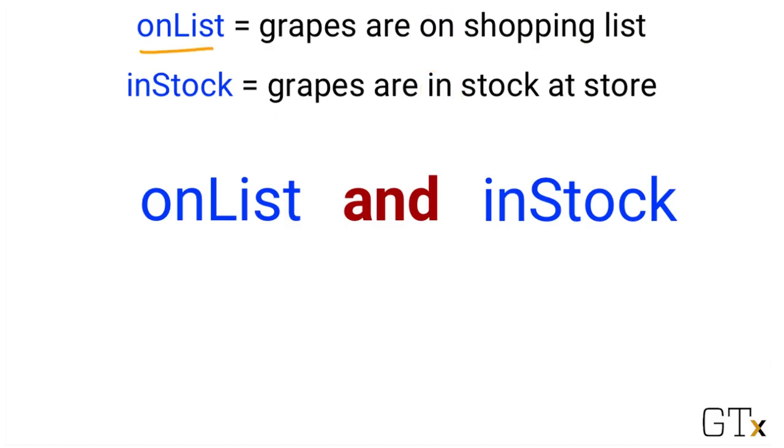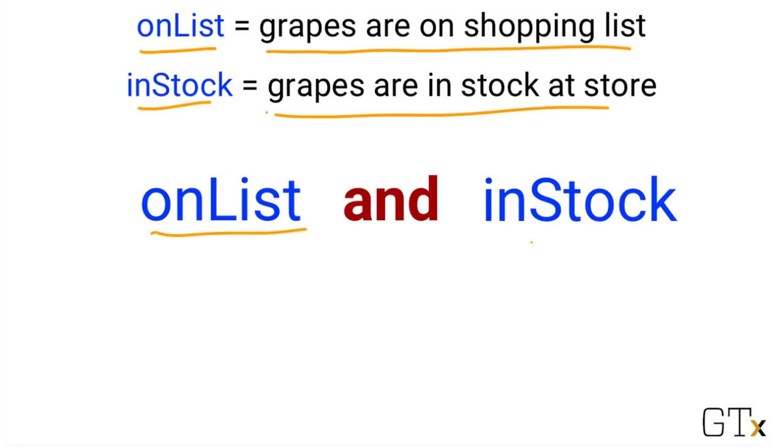We can use a variable called onList to represent knowledge of whether or not grapes are on our shopping list, and a variable called inStock to represent knowledge of whether or not grapes are in stock at the store. We buy grapes if and only if both those things are true, only if they're on our list and in stock. If they're not on our list, then onList would be false, and the entire statement would be false.